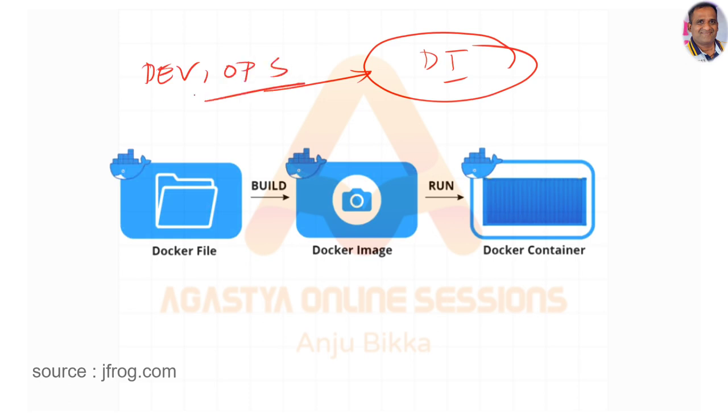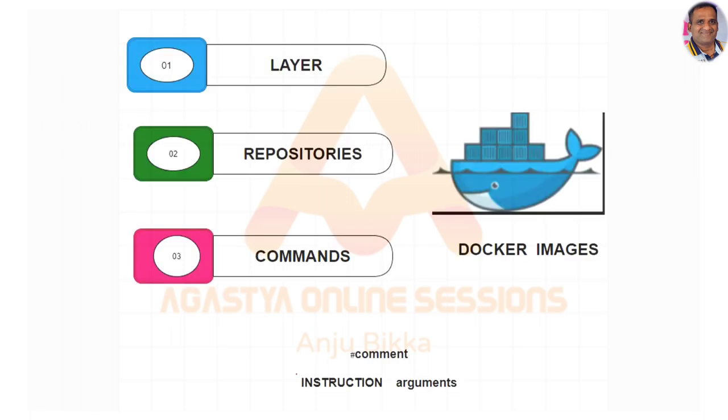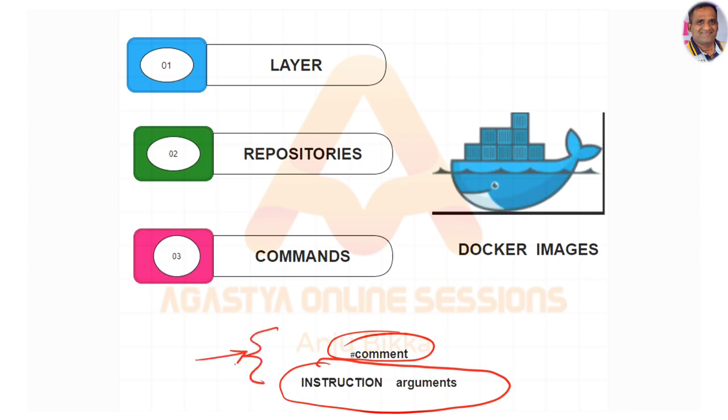What is the responsibility of the dev team and ops team in the containerization world? Let's discuss, only in the context of Docker container technology. So what is the development team going to do? The development team is responsible for preparing a file called Dockerfile. The name is like this, Dockerfile, no extension. What is the Dockerfile going to consist of? It is going to consist of comments, instructions and arguments. We'll elaborate more on the Dockerfile in the upcoming sessions.